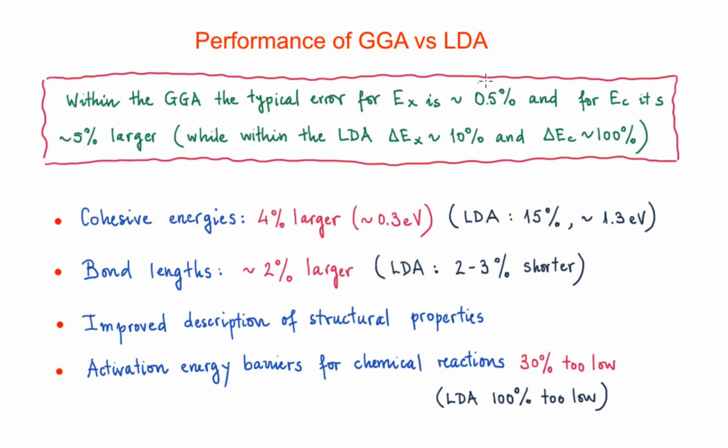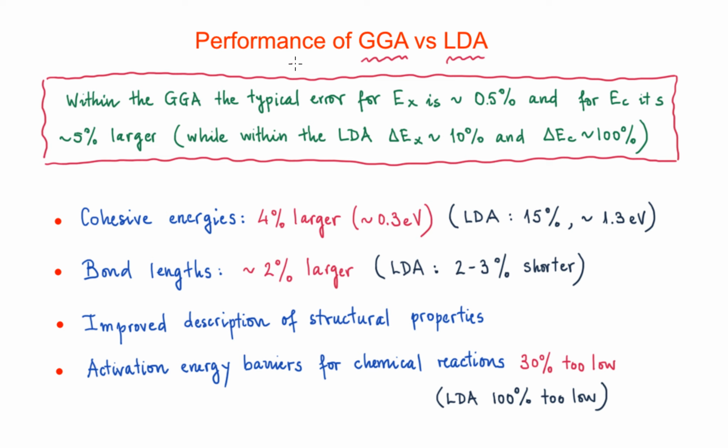So we have already analyzed two different approximations for the exchange and correlation energy. We have the local density approximation, and we have also seen the generalized gradient approximation, which is based on the local density approximation, where besides the density, it also includes a correction associated with the gradient of the density. So in principle, you'd think that this GGA should work better than the LDA, but how much better is it?